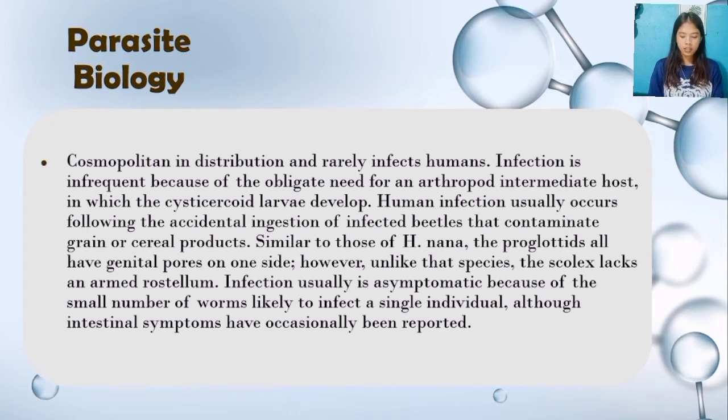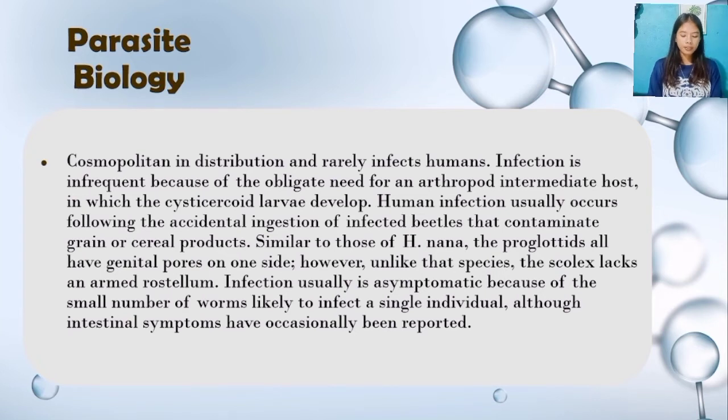Parasite biology. Cosmopolitan in distribution and rarely infecting humans. Infection is infrequent because of the obligate need for an arthropod intermediate host in which the cysticercoid larvae develop. Human infections usually occur following the accidental ingestion of infected beetles that contaminate grain or cereal products.